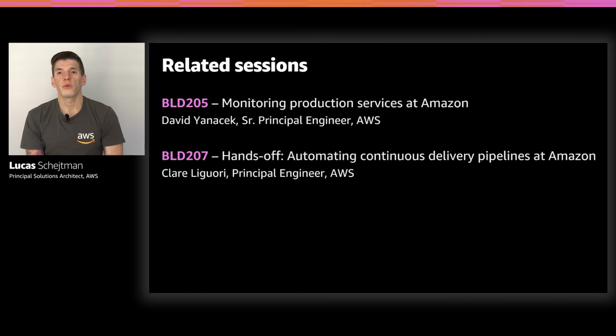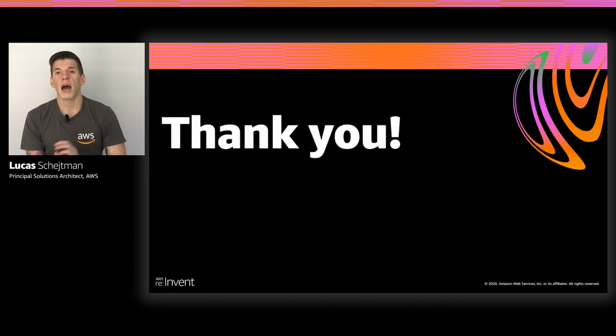I want to leave you with 2 sessions related to this one. These are very interesting because they come from our Builders' Library track. That means that you hear it firsthand from our AWS engineers how we implement some of the things that we discussed today here at Amazon. The first session is monitoring production systems or services. You'll see how we do it internally at Amazon and hear it from the people that implement it on a day-to-day basis. And the second session is automating continuous delivery. So very topical sessions to what we discussed today, and I would highly recommend you go and watch them.